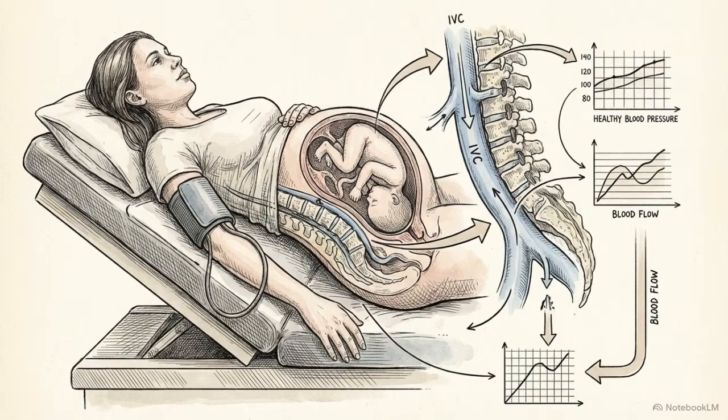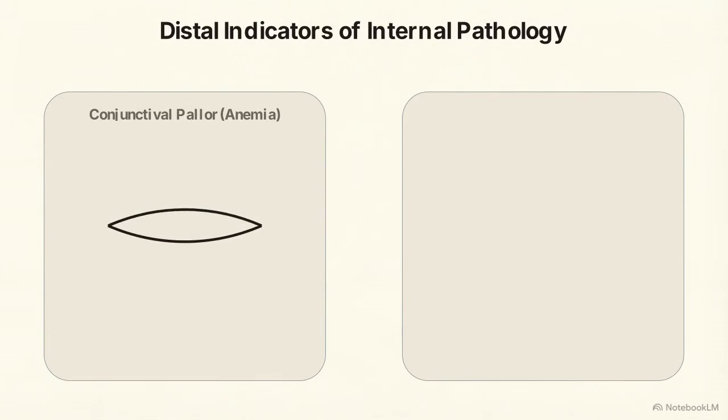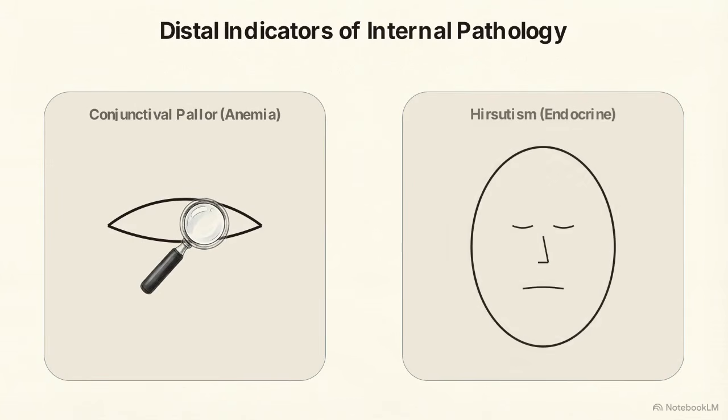After recording baseline vitals, the clinician monitors blood pressure. In advanced pregnancy, this requires side-lying positioning to prevent compression of the inferior vena cava. The clinician searches for distal indicators of disease, such as checking the conjunctivae for signs of anemia or observing facial and body hair distribution for evidence of endocrine disorders.